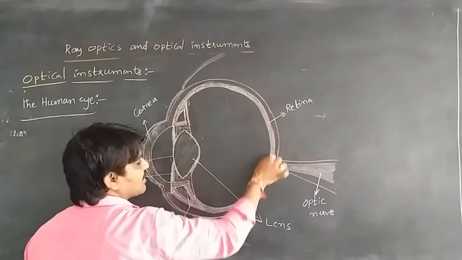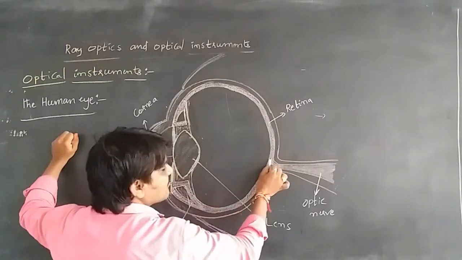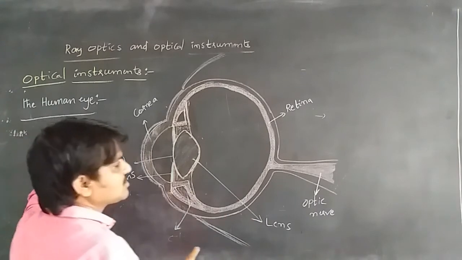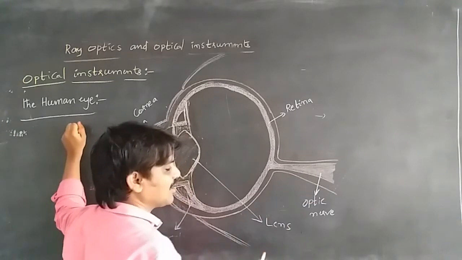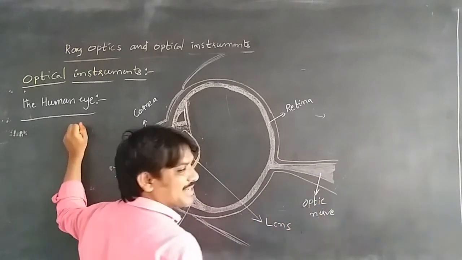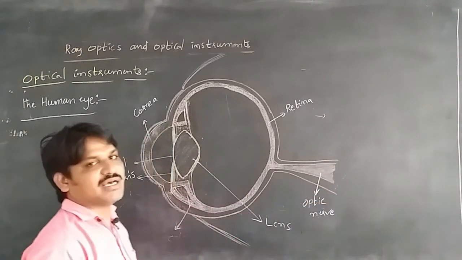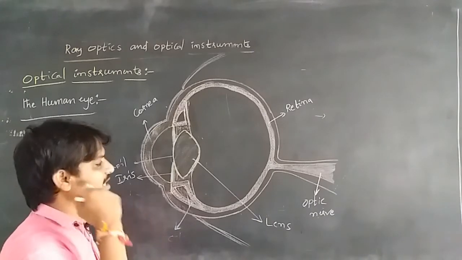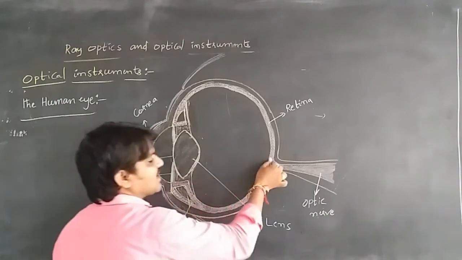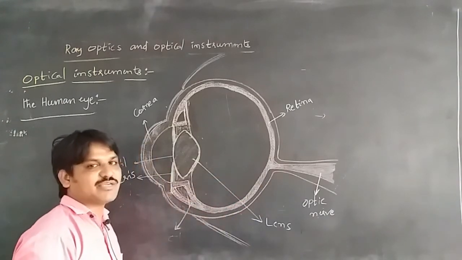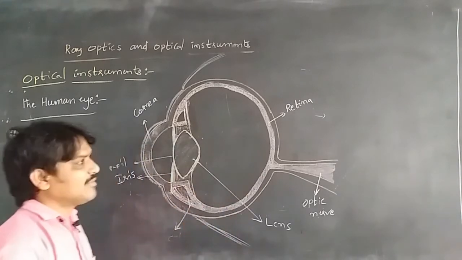An inverted image is formed on the retina, and because the retina consists of cones, cells and rods, the message is sent through the optic nerve to the brain. The brain reads the messages and gives the picture. The image formed on the retina is inverted, and the brain interprets it into an erect image.